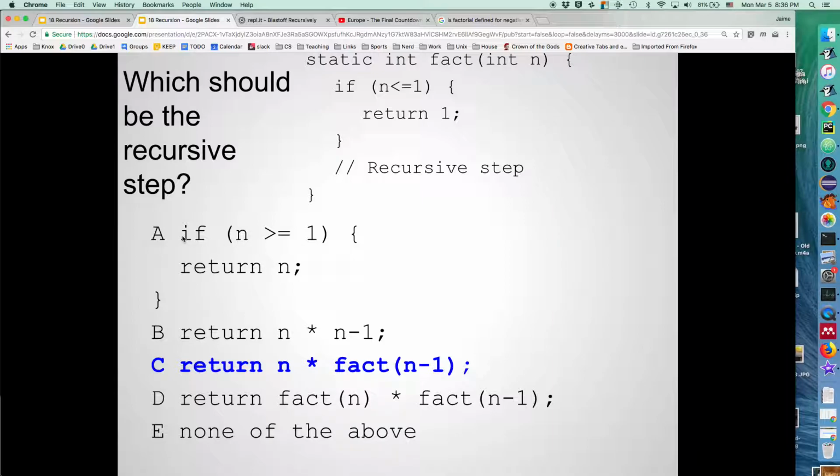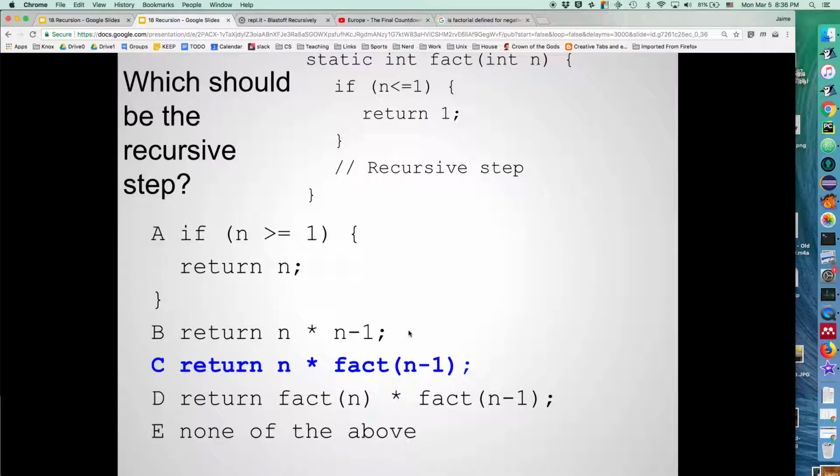Great. So this is not a recursive step because there's no recursion in here. It's just another thing that kind of looks like the base case. This is just checking, well, if n is less than or equal to 1, return 1, otherwise return n. That's no good. This just means that factorial of 5 would just be 5, which is obviously not correct. There's no recursive step in here. We're not calling the factorial function again. So this can't be the recursive step.